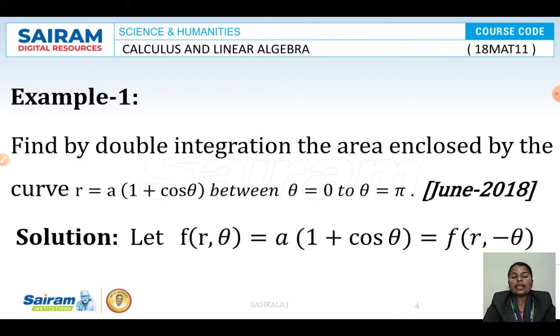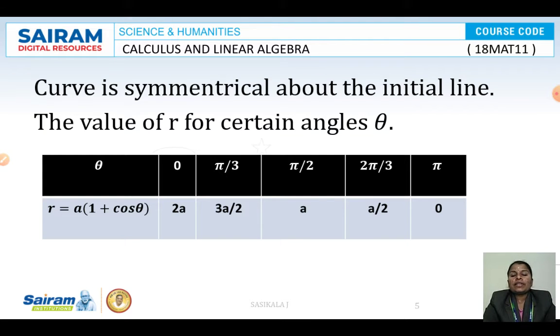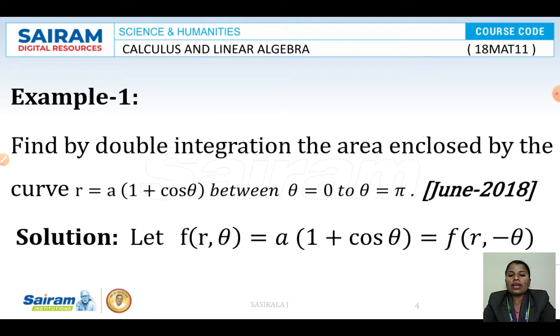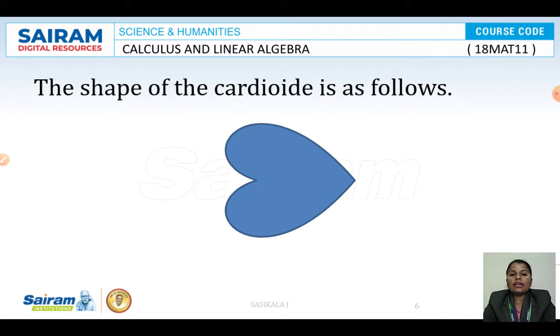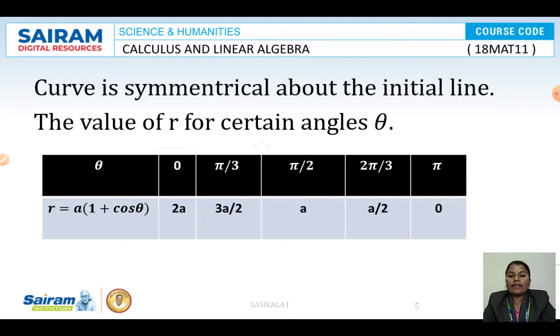So what is given? f of r comma theta has been given, which is a of 1 plus cos theta. Now the curve is symmetrical above the initial line. As per this curve, the shape of the graph will be like this, and you will have a limit from minus a to plus a.